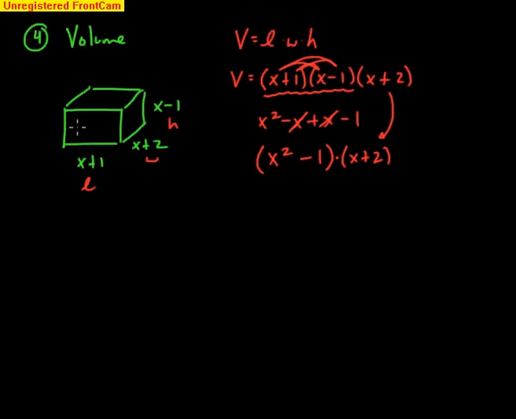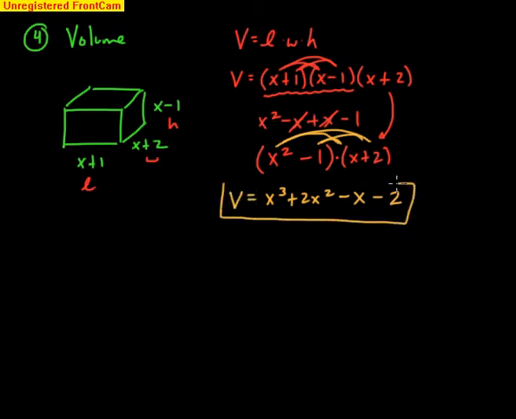Alright? And we multiply them, I'll use a different color here. X squared to the x and to the 2. That's x cubed plus 2x squared. The minus 1 to the x and to the 2. That's minus x minus 2. No simplification needed here because there are no like terms. Throw your V equals out in front. And there's your volume equation. If you did not put the 3 terms in this order, who cares? You'll get the same answer as long as you do your math correctly.